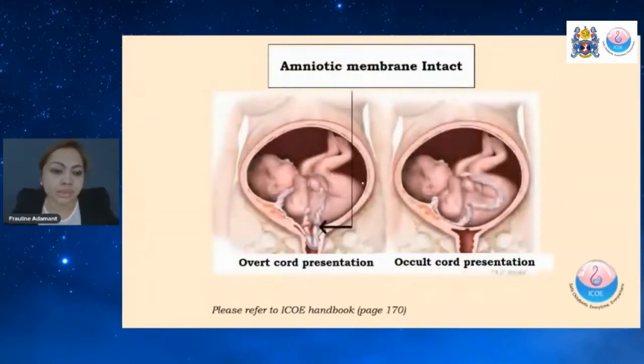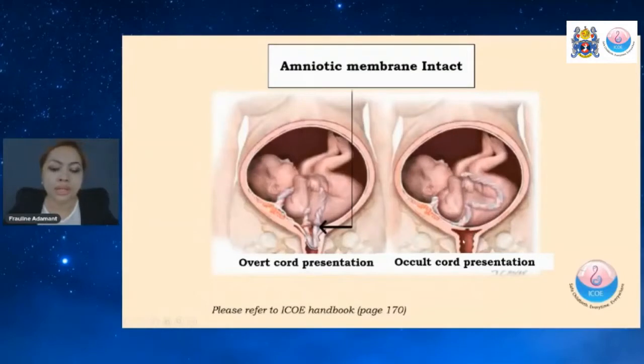In the second picture you can see the overt cord presentation. Why do we call it presentation? Because here the amniotic membrane is still intact, but the cord is coming down in front of the presenting part. And for the occult cord presentation, you can see the umbilical cord is lying alongside the presenting part and it's not coming down.